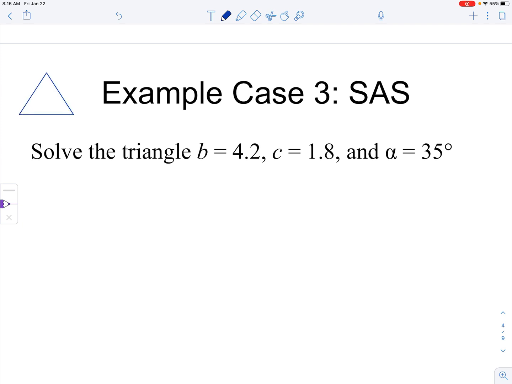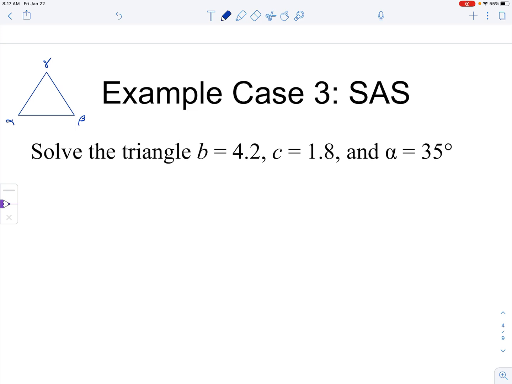Okay, so we're going to look at our first example. Just like before, I like to draw a sketch of a triangle, not an accurate triangle, and label it. Part of the reason is I'm not going to tell you what case you're dealing with when I give you information on an assessment, and you'll need to figure out which case it is and whether or not you need to use law of sines or law of cosines.